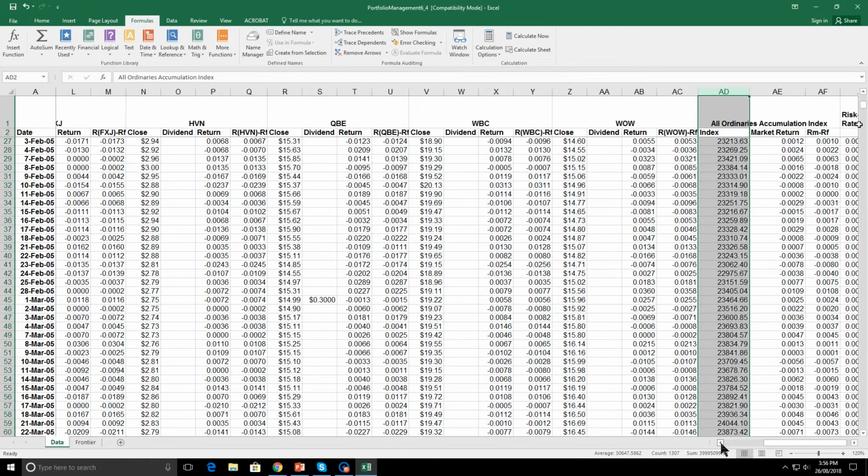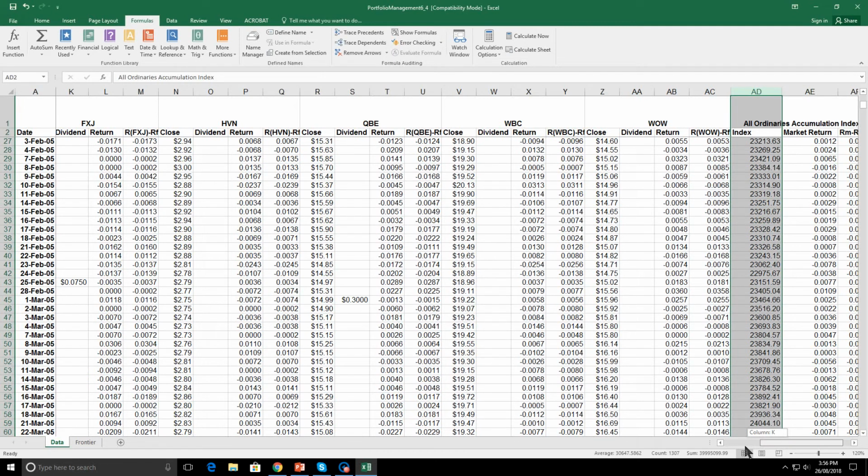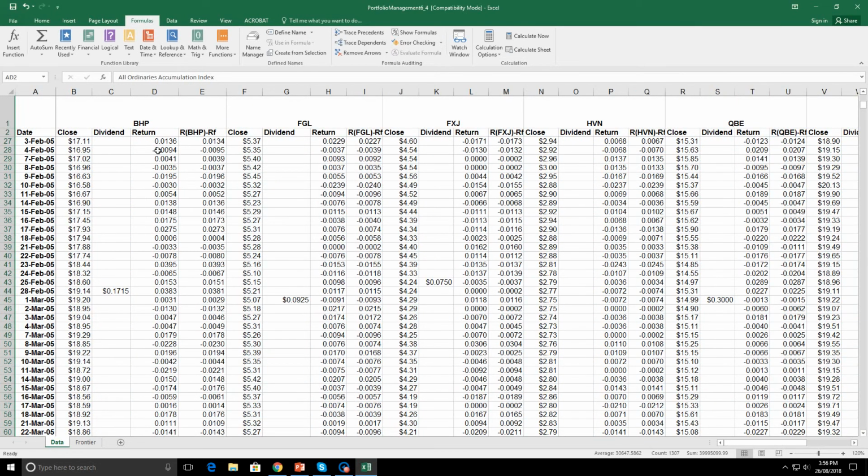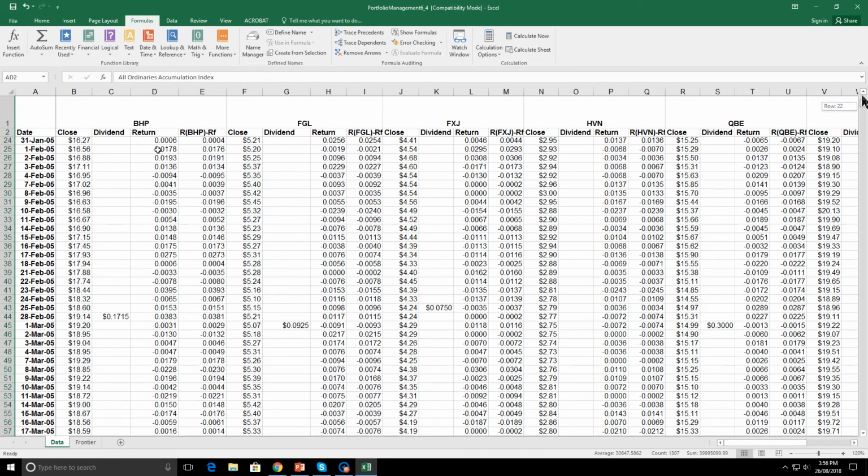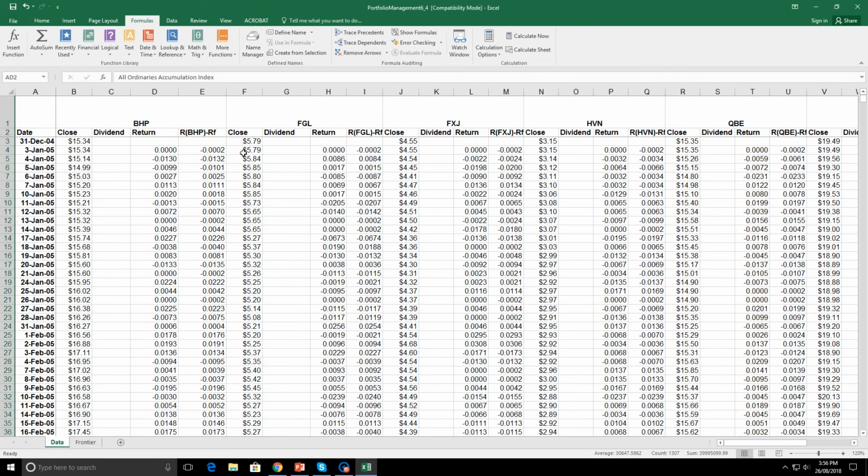What we are basically given is the daily closing price, and from this daily closing price we need to calculate daily returns. We are already aware how to calculate daily returns from our previous discussion. For example, if you look at BHP daily returns, how do we calculate it? For the daily return, the formula is today's price minus yesterday's price divided by yesterday's price. That's the general formula we use to calculate daily returns.